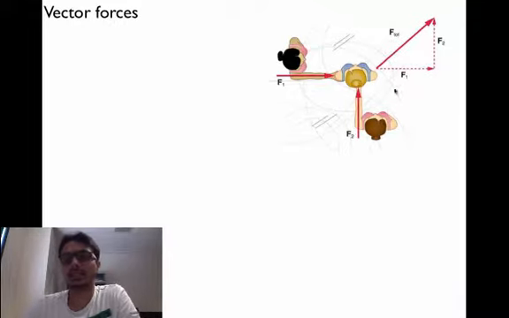For example, if there's a person to your left pushing you with force F1, and a person behind you pushing you with force F2, then the final force acting on your body is the vector sum of these, which is F1 plus F2, that is F total.